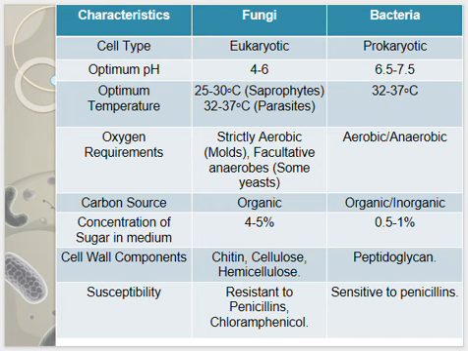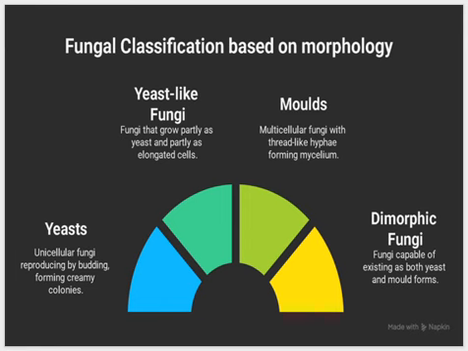Fungi can be classified by their shape and growth form. Some grow as yeast, which are single cells reproducing by budding. Others form molds with thread-like structures called hyphae. Then there are dimorphic fungi that can switch between yeast and mold forms depending on conditions. This morphological diversity affects how they live and cause disease.